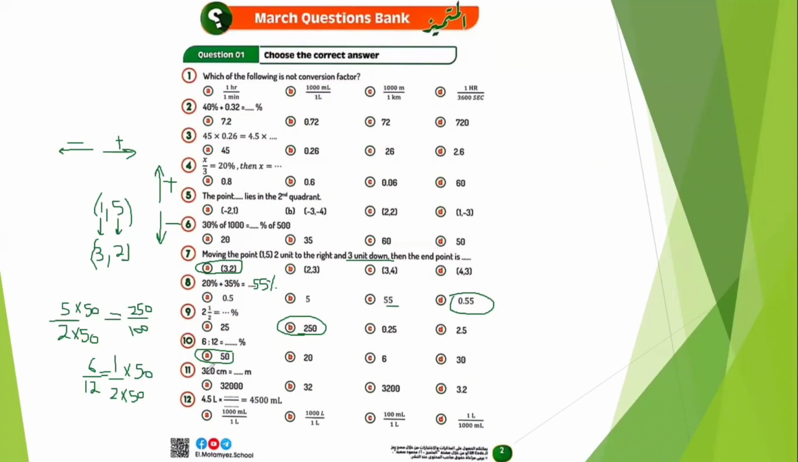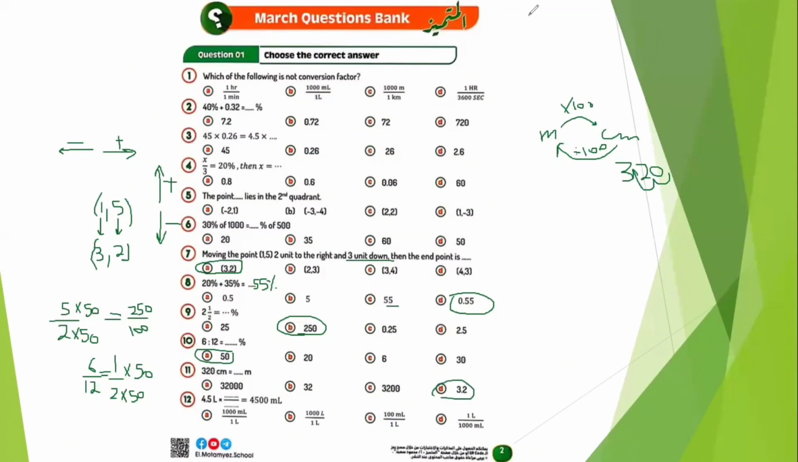Question 11: 320 centimeters equals how many meters? We know that when I convert from meter to centimeter we multiply by 100. When we convert from centimeter to meter, we divide by 100. Now I have 320 centimeters, so I have to divide 320 by 100. Create a decimal point and move it 2 steps to the left to be 3.2.